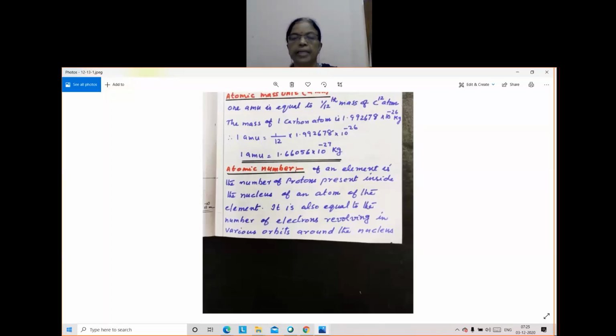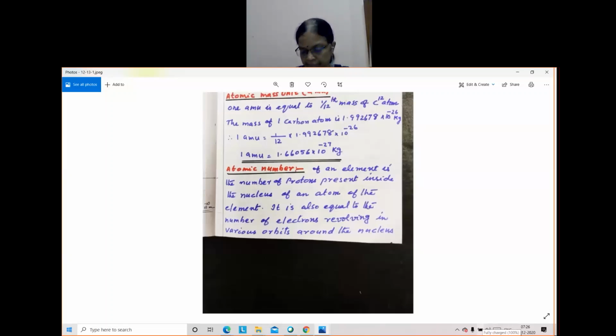What is atomic number? Number of protons present inside the nucleus. Very good. Number of protons. It is also equal to what? Number of protons is also equal to what?